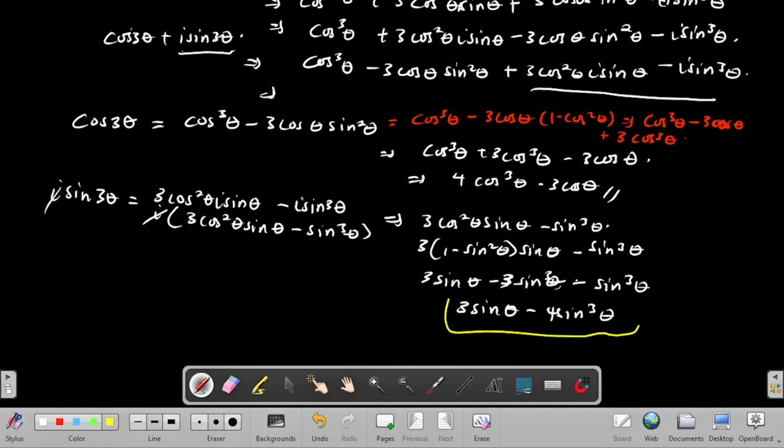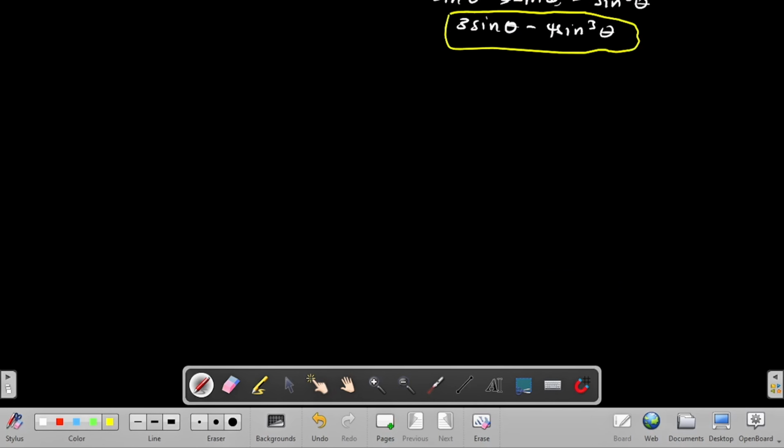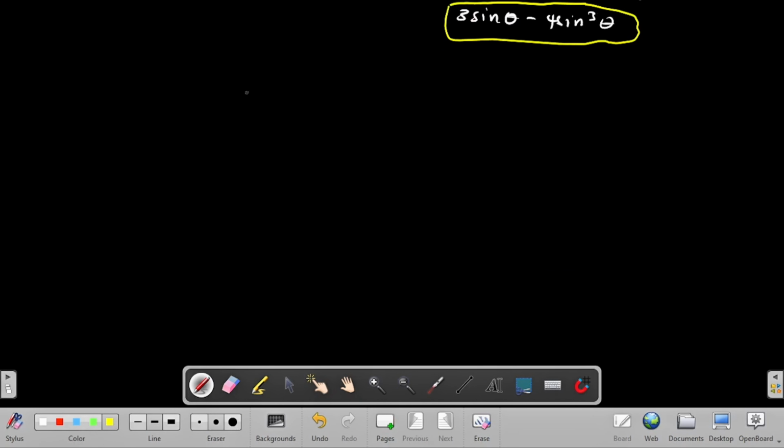So this is our answer. We realize that I've expressed sine 3 theta into 3 sine theta minus 4 sine cube theta, and I've expressed cos 3 theta into 4 cos cube theta minus 3 cos theta, and that is all. So this is how you can use De Moivre's theorem to express trig identities. So that is it, right? Now let's see another beautiful example.